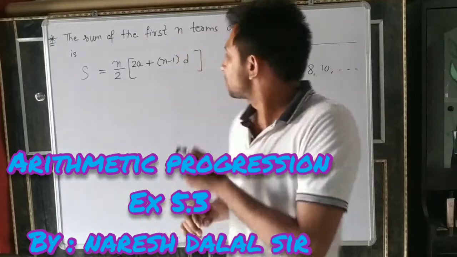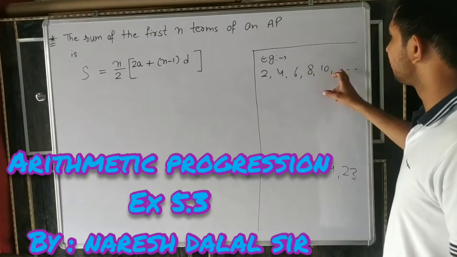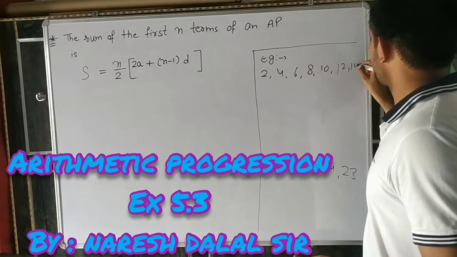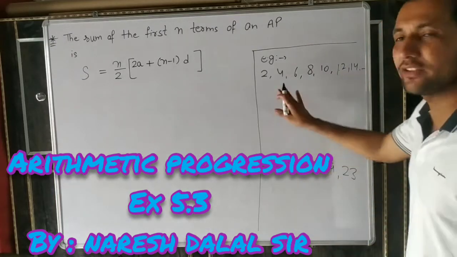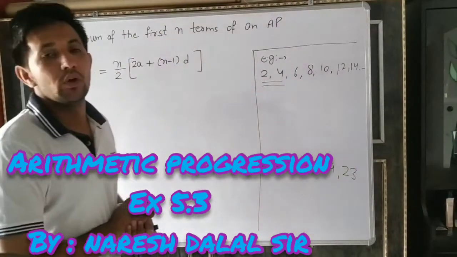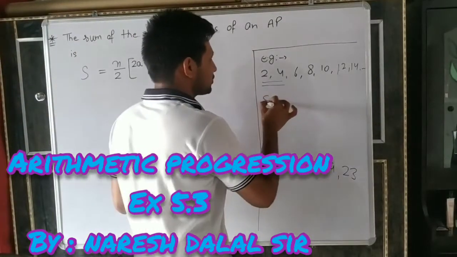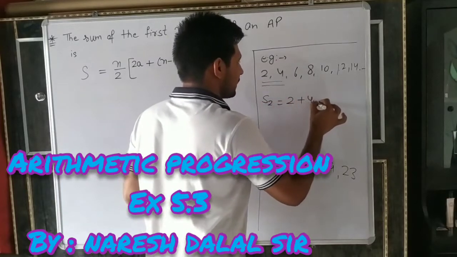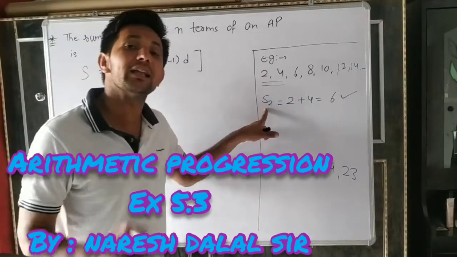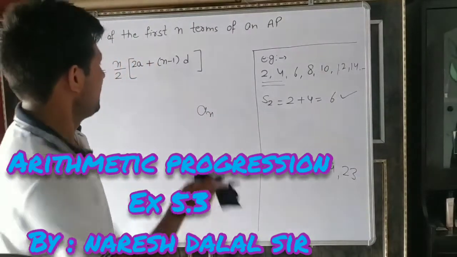Suppose an AP is given: 2, 4, 6, 8, 10, 12, 14 and so on. If I ask you to find the sum of the first two terms, S2, how do we find it? 2 plus 4 equals 6. So what is the sum of two terms? S means the sum. If I write An, it means the nth term.